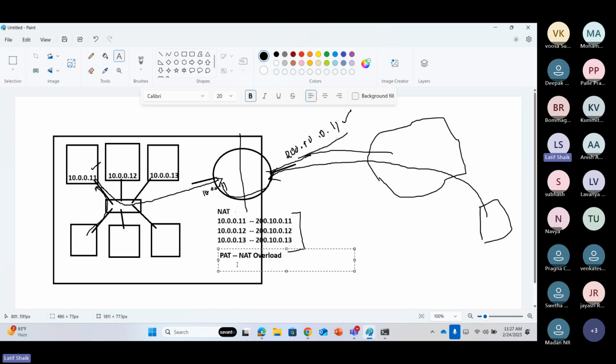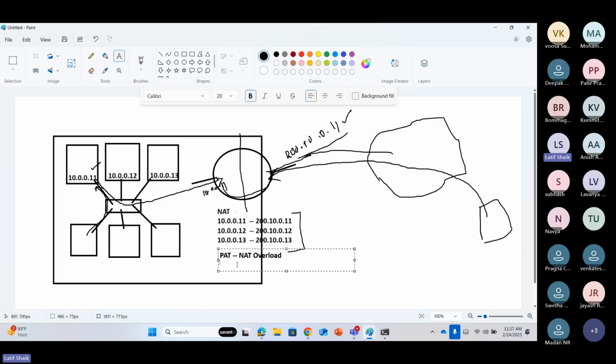Multiple private IP addresses are mapped to a single public IP. Generally, for home or office purposes, we use this technique. For small office, home office, we use PAT because we want to access the internet. From the internet, our devices are not required to be accessed. I do not have any server in my organization, or any servers or storage devices that are required to be accessed from public.